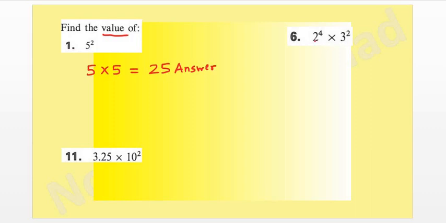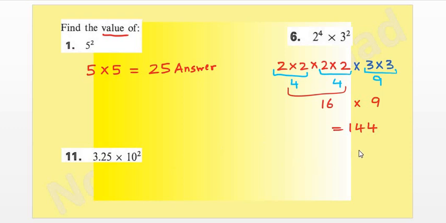Now here, if you want to get the value, expand this one and expand this one to get the value. So pause the video here and get the answer for number 6, and then we will solve number 11. As you can see here, we expanded 2 to the power 4, so it will be 2 times 2 times 2 times 2, and then 3 to the power 2 will be 3 times 3. If you can do it directly, 2 times 2 is 4, times 2 is 8, times 2 is 16, 16 times 3 is 48, 48 times 3 will be 144. Or you can make the pairs and then get the final answer.